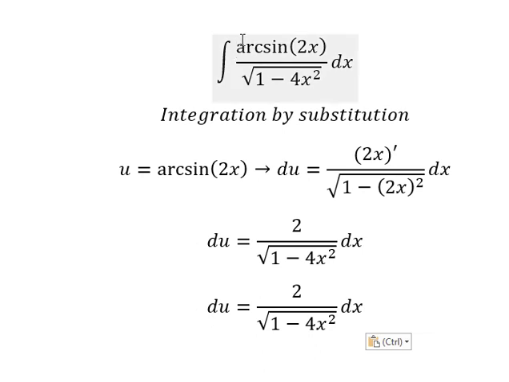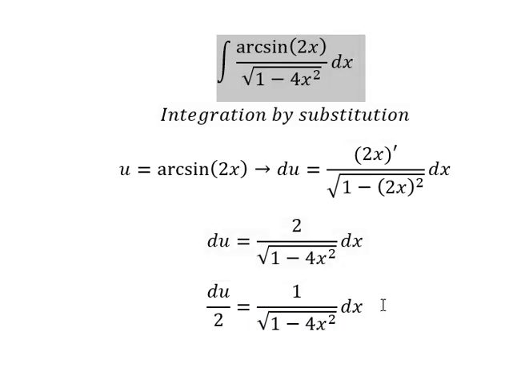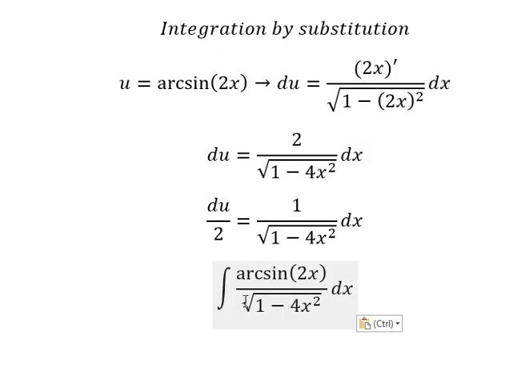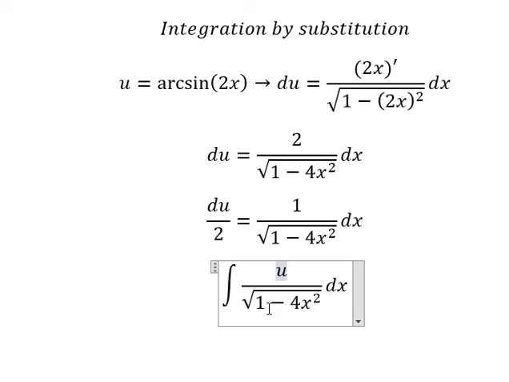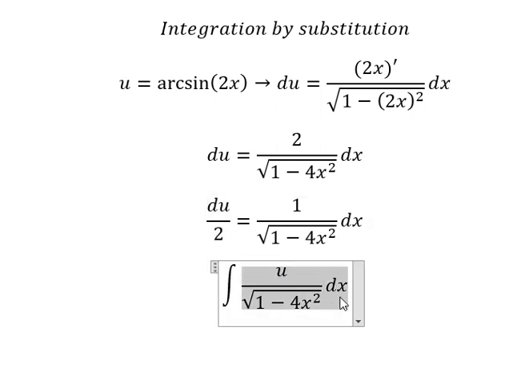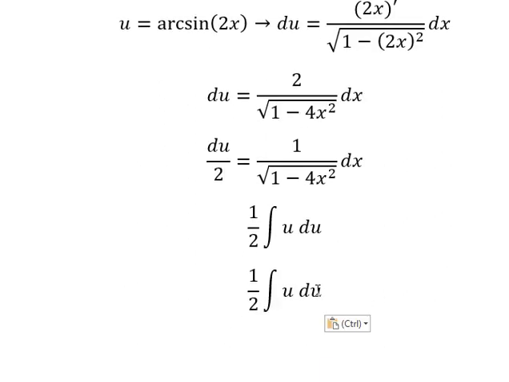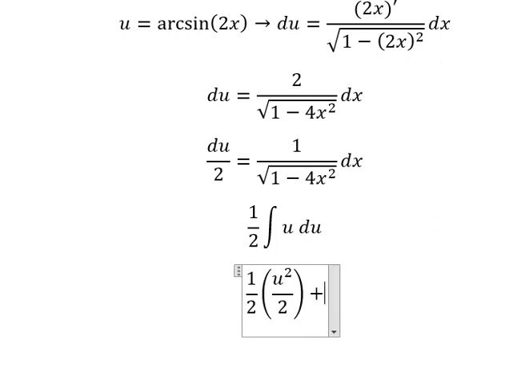Because we don't have number 2 in here, we need to divide both sides by 2. This one, we change to u. dx over the square root of 1 minus 4x squared, we change to du over 2. The integration of u, you get u squared over 2, and we put c.